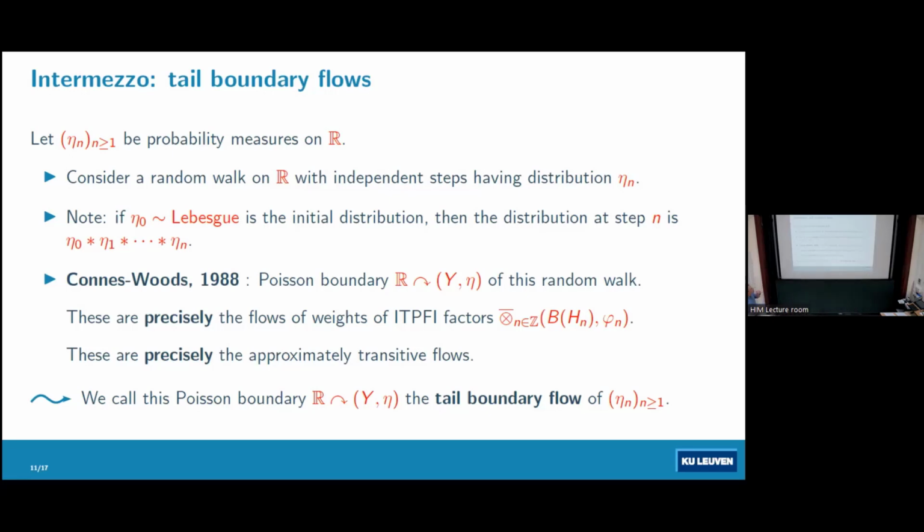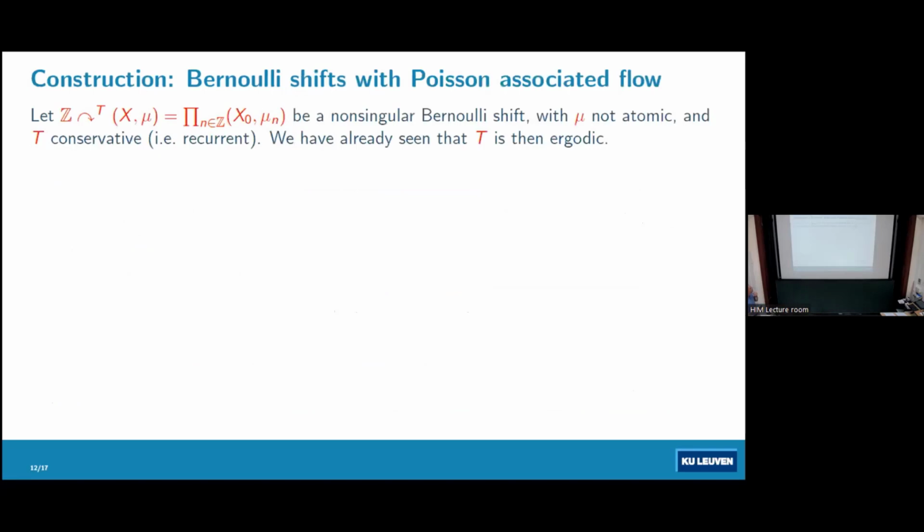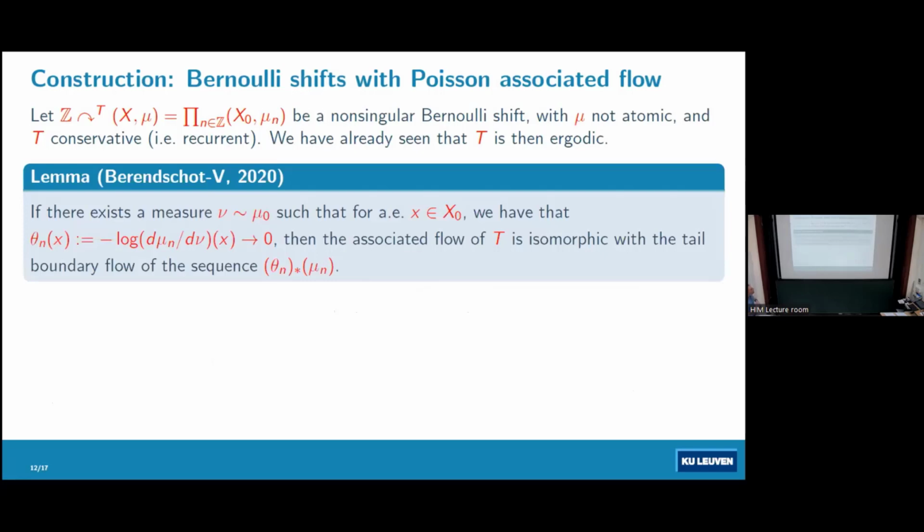And how is this related to Bernoulli actions? So let's again look at a conservative and thus ergodic, that follows from our theorem, Bernoulli shift. And here is a crucial lemma. So assume that your measures mu_n have in a sense a limit, but in a very weak sense, when n tends to infinity. Namely, there exists a measure, it need not even be a probability measure.